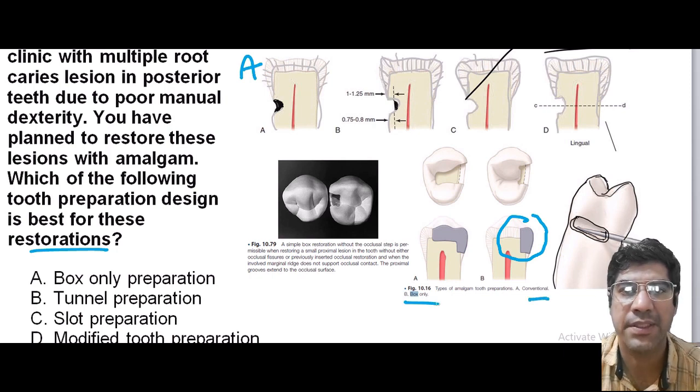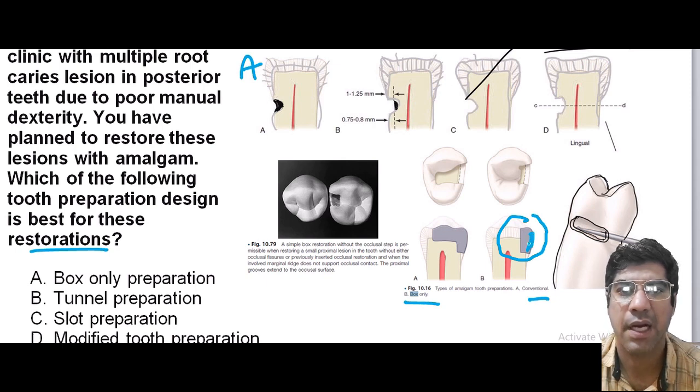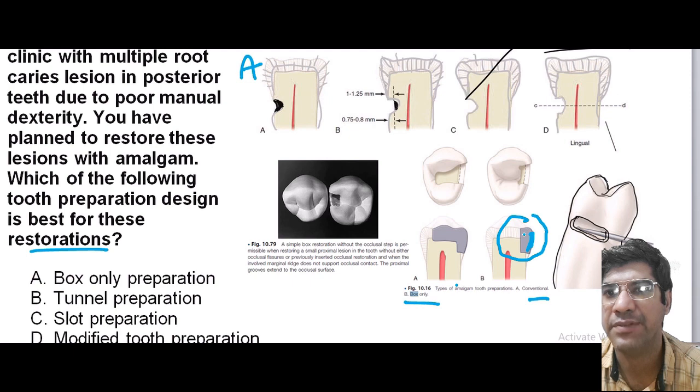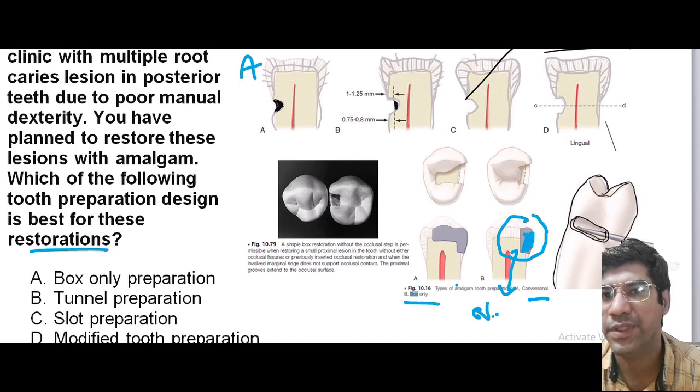Box only preparations are recommended when there are small cavitated lesions on the proximal surface. This technique is used when there are no occlusal fissures and no pre-existing occlusal restoration. It is done on the proximal surface, and used when there is no pre-existing occlusal restoration or no occlusal grooves on the tooth.